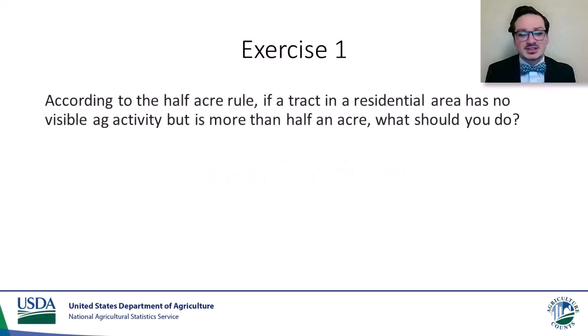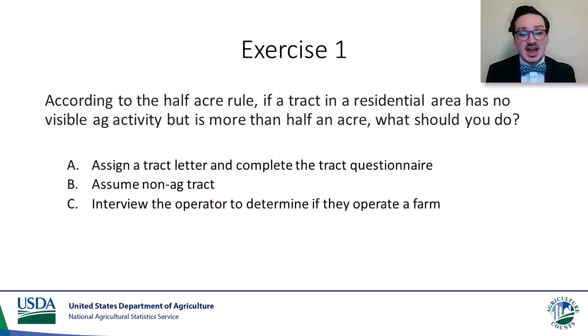Let's take a look at exercise 1. According to the half-acre rule, if a tract is in a residential area, has no visible activity, but is more than half an acre, what should you do? Is it A, assign a tract letter and complete the tract questionnaire? B, assume a non-ag tract? Or C, interview the operator to determine if they operate a farm? Feel free to pause the video until you come up with an answer.